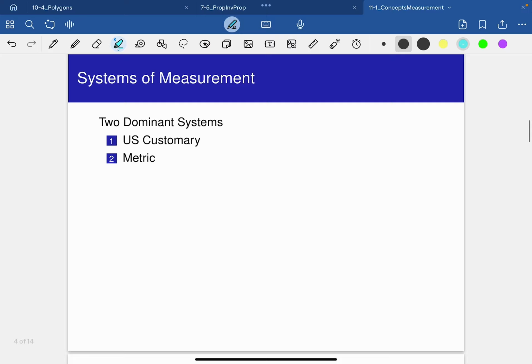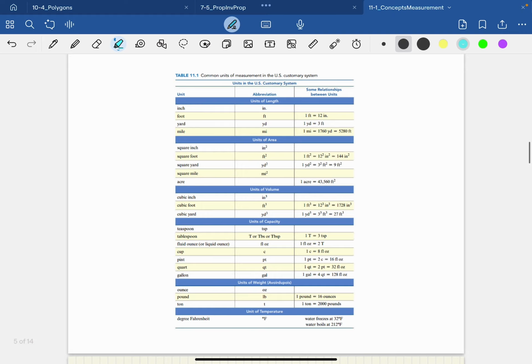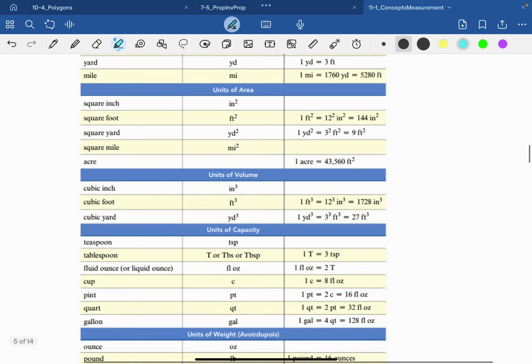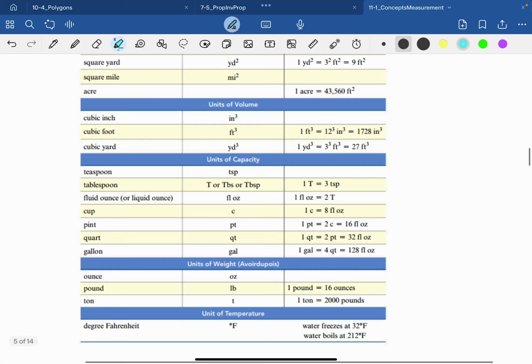Two dominant systems of measurement you should be aware of are U.S. customary and metric. Your table in your book gives a nice summary of all the U.S. customary measurements. For length, we have the inch, foot, yard, and mile. Area, we have square inch, foot, yard, mile, and acre. In volume, we've got cubic inch, foot, yard. In capacity, this is teaspoon, tablespoon, fluid ounce, cup, pint, quart, or gallon. And finally, weight, we in the U.S. customary system use the ounce, the pound, and the ton. And for temperature, it's Fahrenheit.